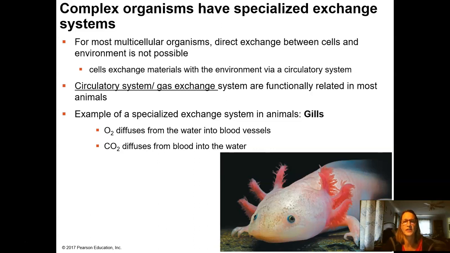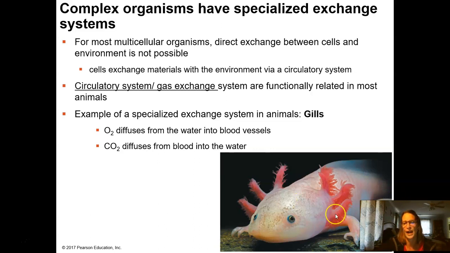One example of a specialized exchange system in animals is gills, and I talked about this very briefly before on that first slide. Essentially, this is the same organism. These are gills on an aquatic organism, the axolotl, a type of salamander. Oxygen can diffuse from the water into the blood vessels found within the gills. Then that oxygenated blood is going to travel through the rest of the body and help the cells get oxygen when they are low in oxygen.